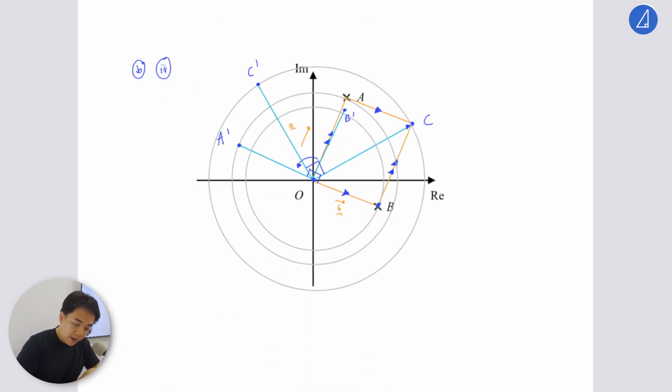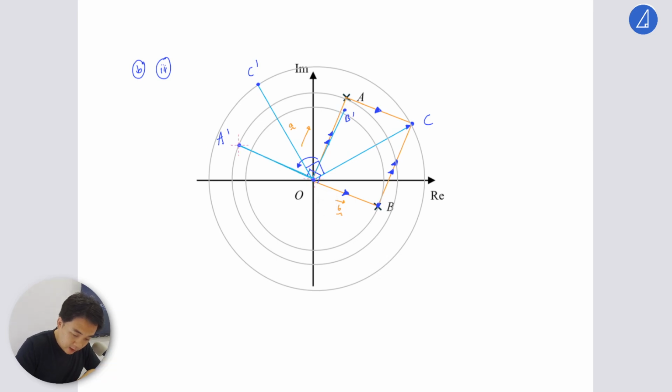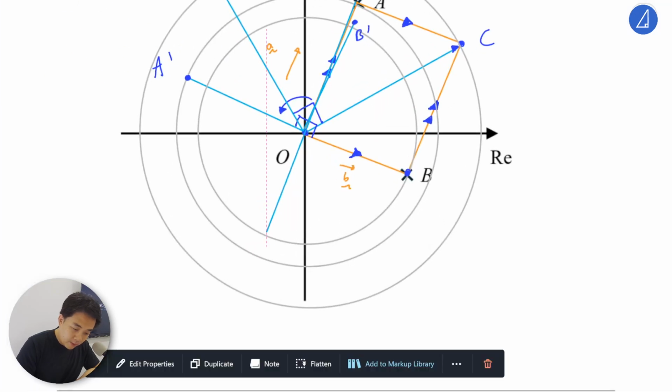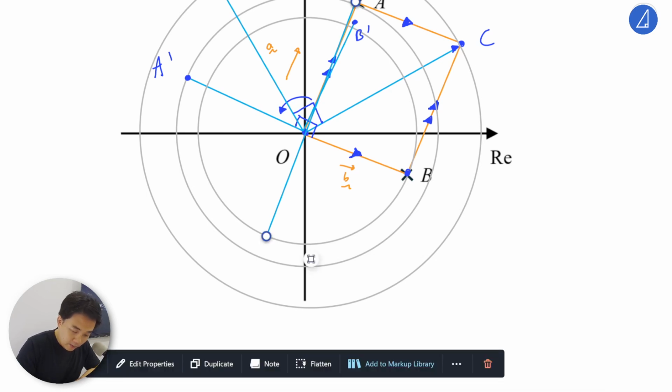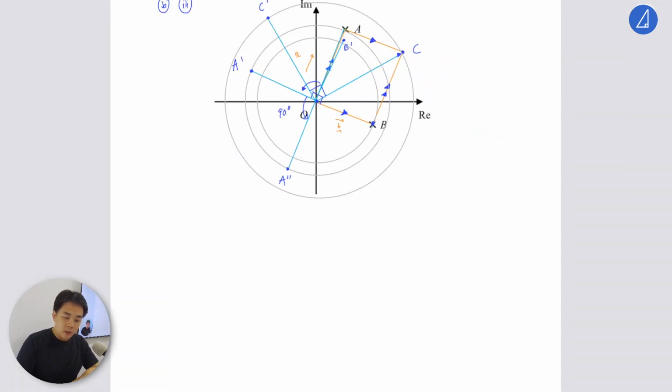You just know that for A prime prime, you take another 90 degrees. So you take this one, another 90 degrees, you draw the scale, and you realize it's actually this point here. This is A prime prime. So it's not a complex conjugate. You don't need to draw on the diagram, but they're asking for it, and A prime prime is this one, because you move another 90 degrees here.